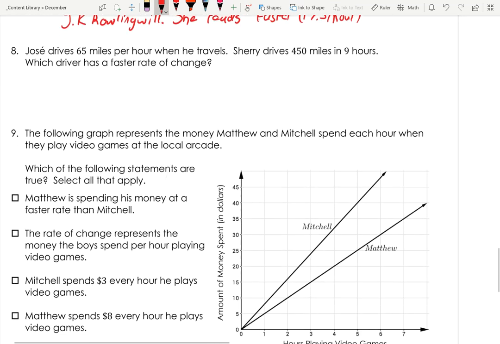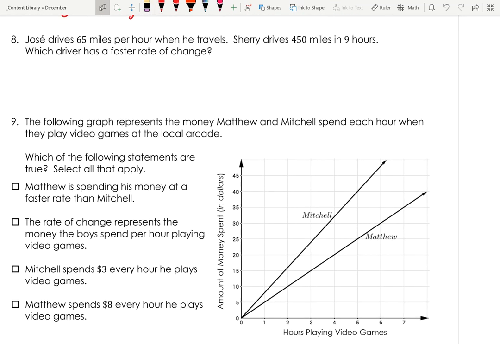Okay. Jose drives 65 miles per hour when he travels. Sherry drives 450 miles in 9 hours. Which driver has a faster rate of change? So, Jose, we already know, is 65 miles for every 1 hour. So essentially his rate of change is obviously 65 miles per hour.